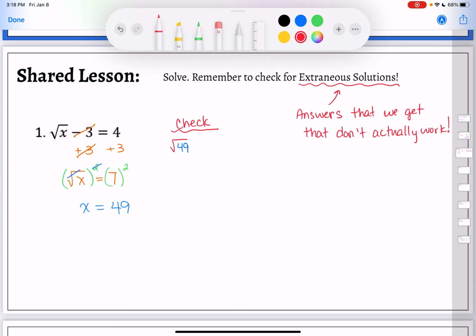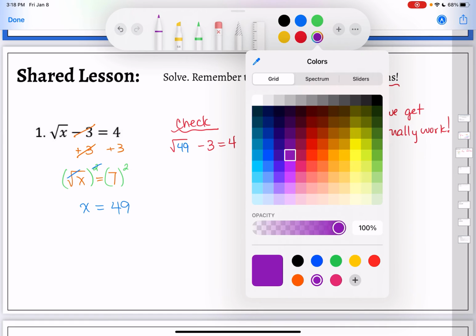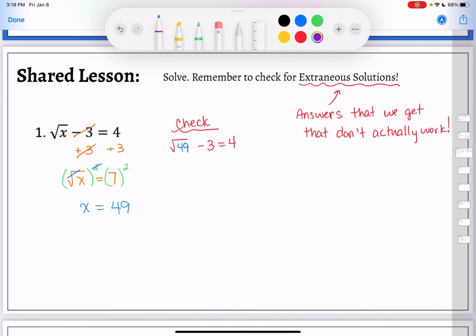So I plug in the 49 in for x. The rest of my equation says minus 3 equals 4. So I'm taking this original equation, square root of x minus 3 equals 4, and I'm plugging in the 49 in for x. Now, don't solve this. Don't move the 3 and do every single thing exactly how you did before. That's not the point, to resolve it twice. Now what I want to do is use my order of operations and just see if the left side equals the right side, okay?